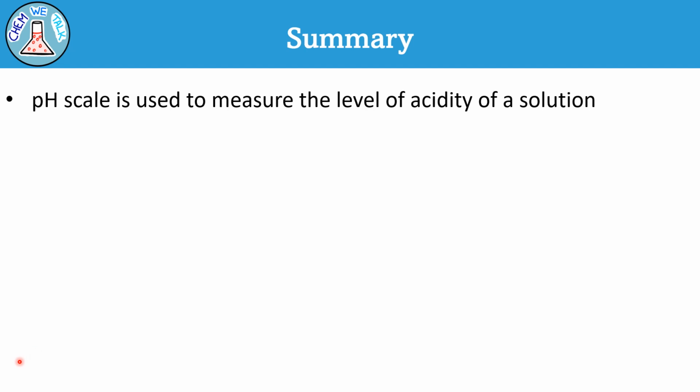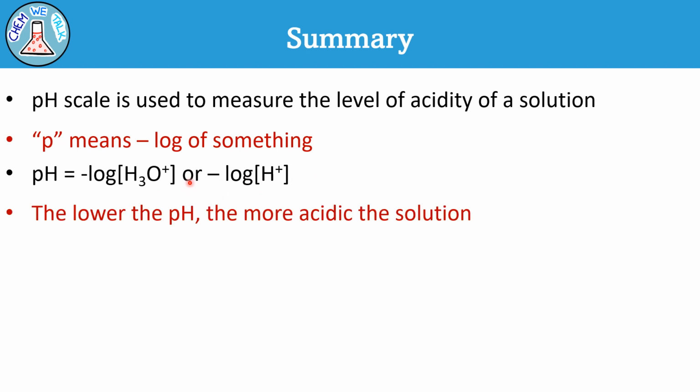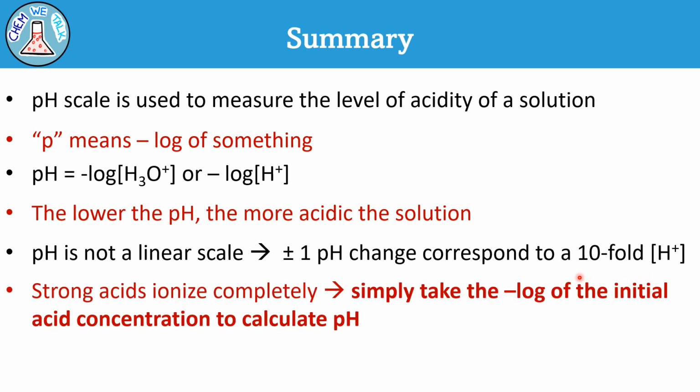Okay, let's do a quick summary. The pH scale is used to measure the level of acidity of a solution. The P just means the negative log of something, and in the case of pH, it means the negative log of the H3O+ concentration, or H+, because those can be used interchangeably. The lower the pH, the more acidic the solution, and because pH is a logarithmic scale, a change of 1 unit of pH corresponds to a 10-fold change in concentration. So if you change the pH by 2, you're changing the concentration by 100 times.